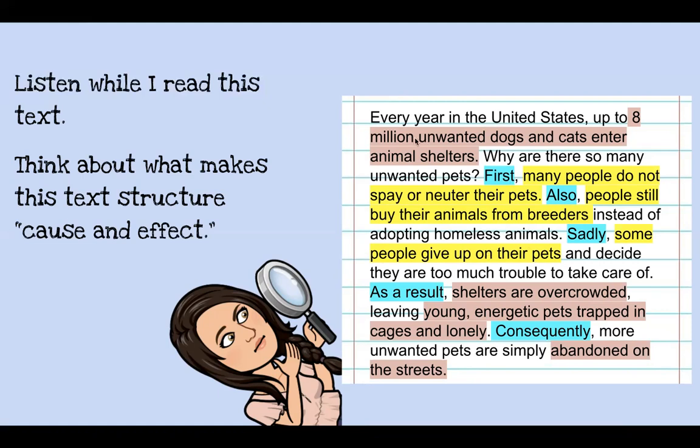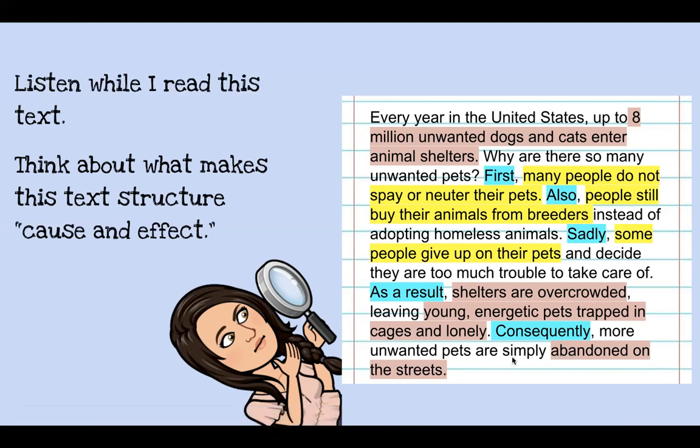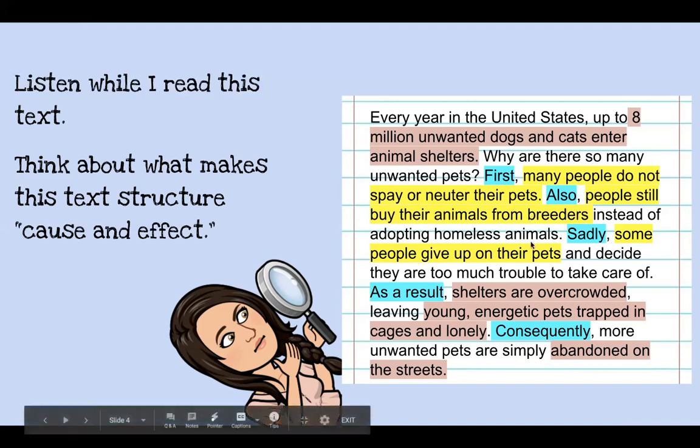So here are some things listed that are then the effects. So because of this, this is what happens. Millions of unwanted dogs and cats enter animal shelters that become overcrowded. And it also leaves energetic pets trapped in cages and lonely. And it also has pets abandoned on the streets. So these are all the effects of these causes. So this is what caused these things to happen.